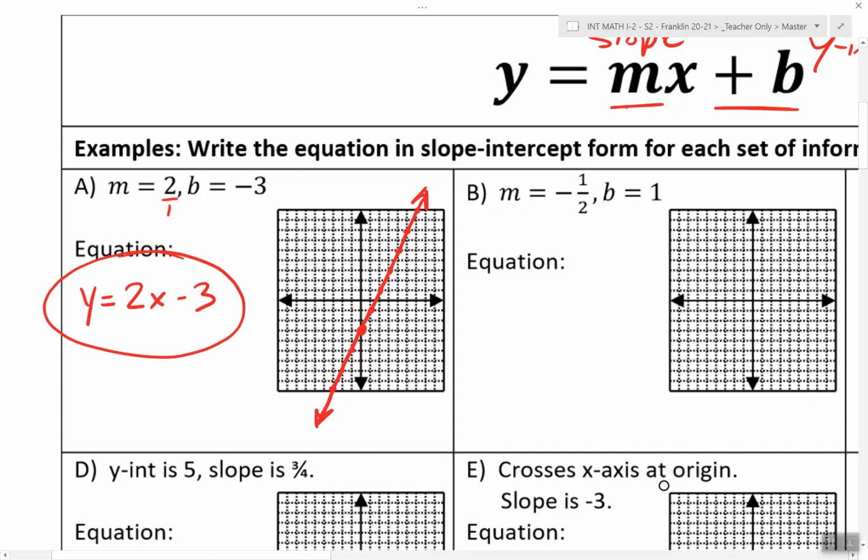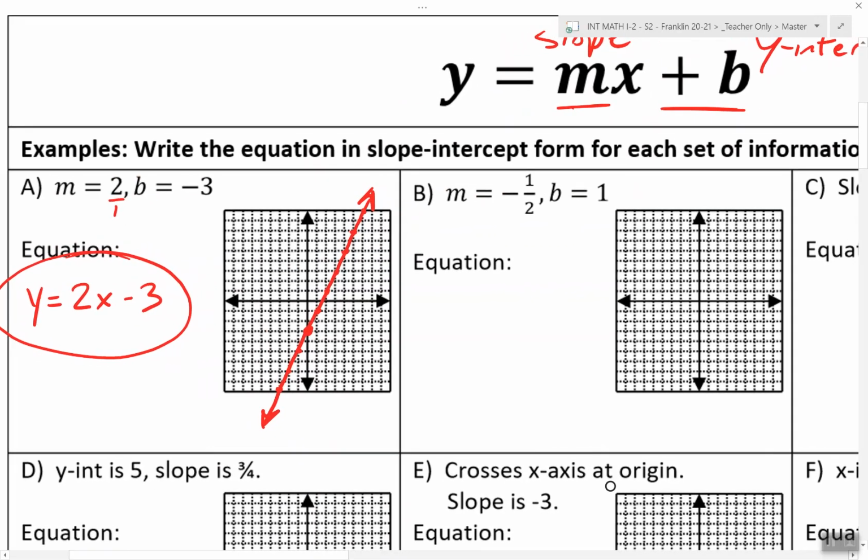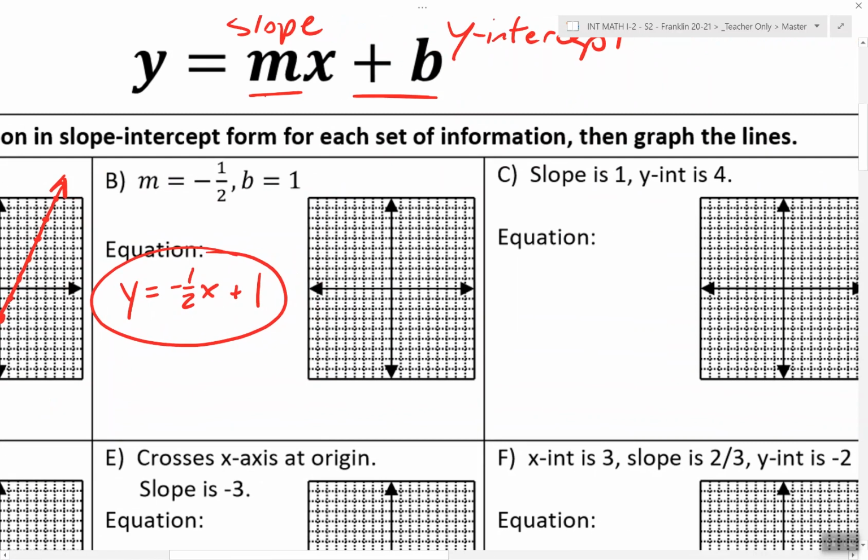Okay, example B, we've got m equals negative 1/2 and b equals 1. Well, same as the first one. Y equals, put the m value here, negative 1/2 x, and then the b value is plus 1, so we're going to write plus 1. So y equals negative 1/2 x plus 1. And again, let's graph that.